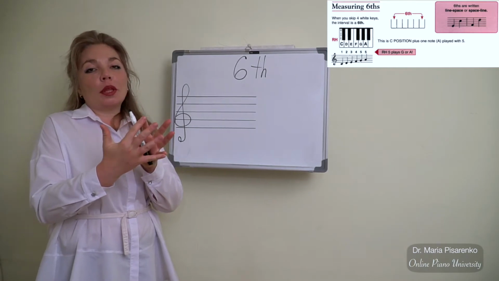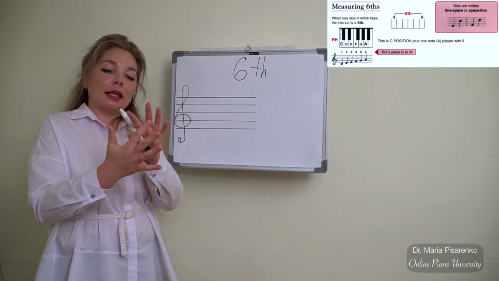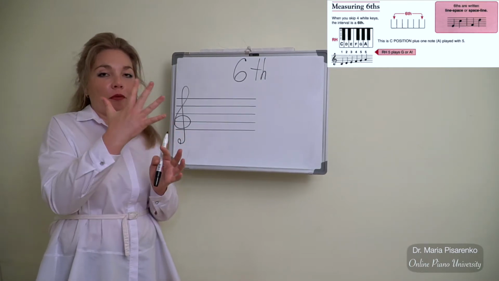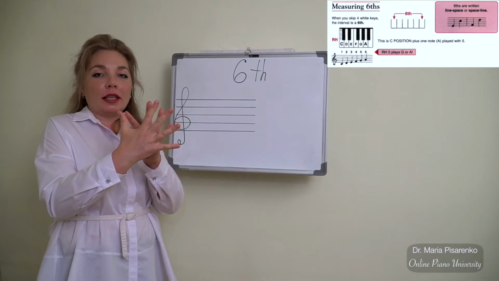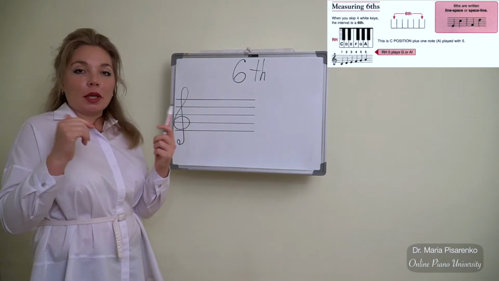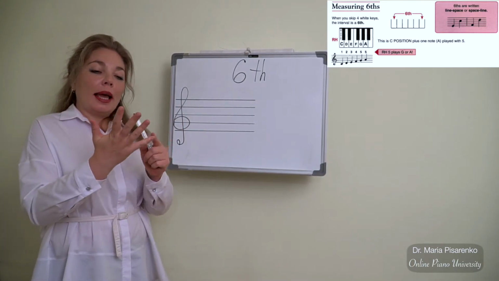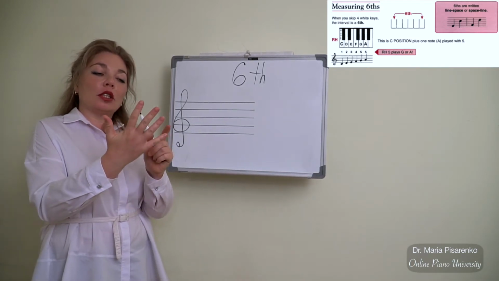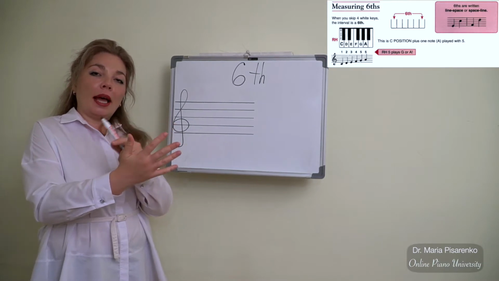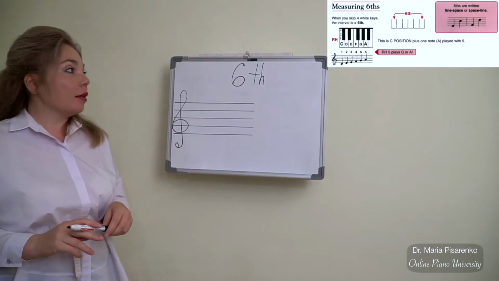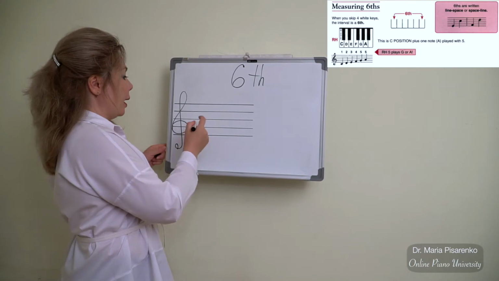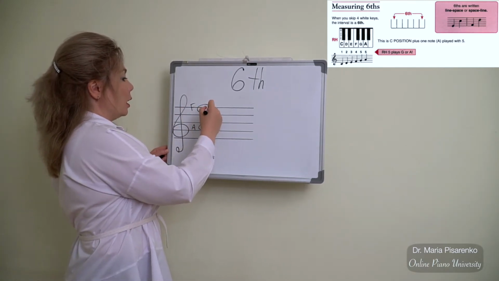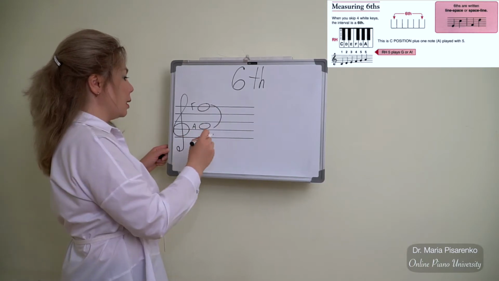The same you do with the fifth. So A, B, C, D, E, the distance from A to E is called the fifth because you have five letters involved in that interval. Now a sixth will follow the same logic. A, B, C, D, E, F. So you will have the distance between A and F, and this interval is called a sixth.